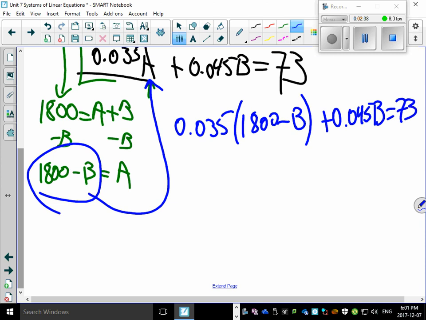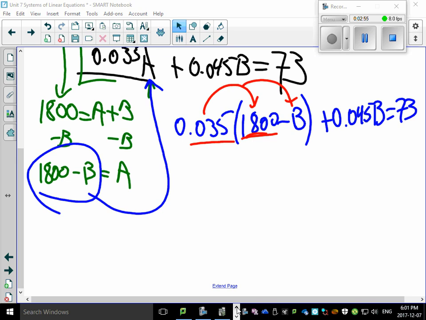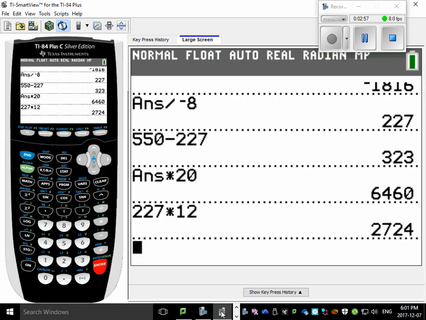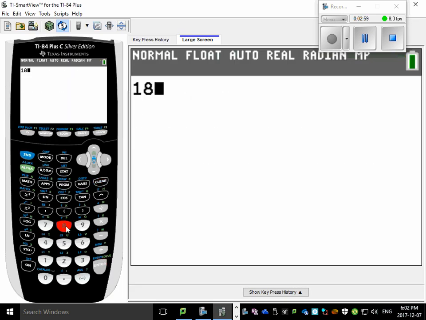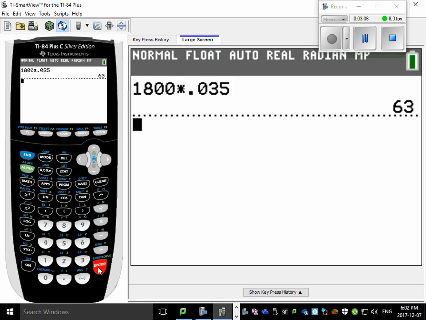Oh man, some ugly, ugly numbers to work with. But you know what? Just deal with it. Use your calculator if you have to, and let's solve this thing. Don't forget, this means to distribute. So we've got 1,800 times 0.035. Let's bring up the calculator and work that out. 1,800 times 0.035, which is 3.5% interest, gave you a total of 63. So that's 63 then, okay?